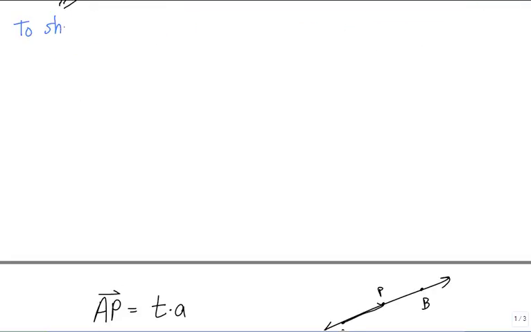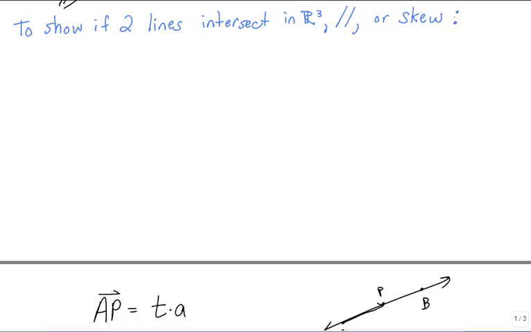To show if two lines intersect in R3, or are parallel, or if they're skew. Skew means they're not parallel and they don't intersect. So it's like when you're on the freeway and the bridge goes over it, they're not necessarily parallel, but they don't intersect either. So those would be called skew lines, or skew.